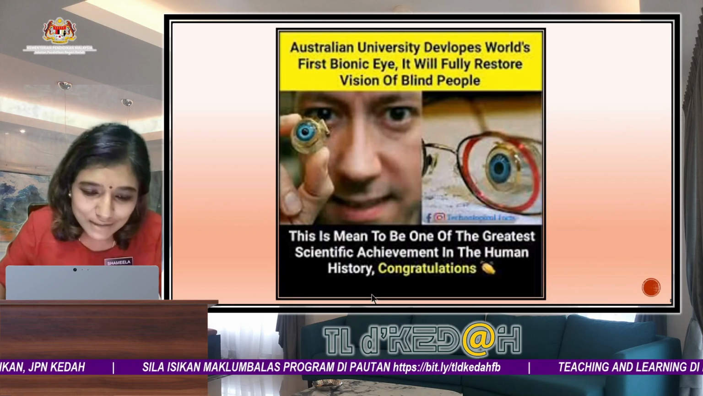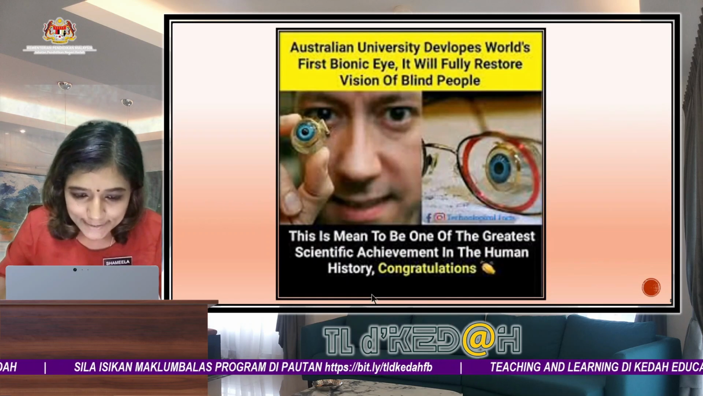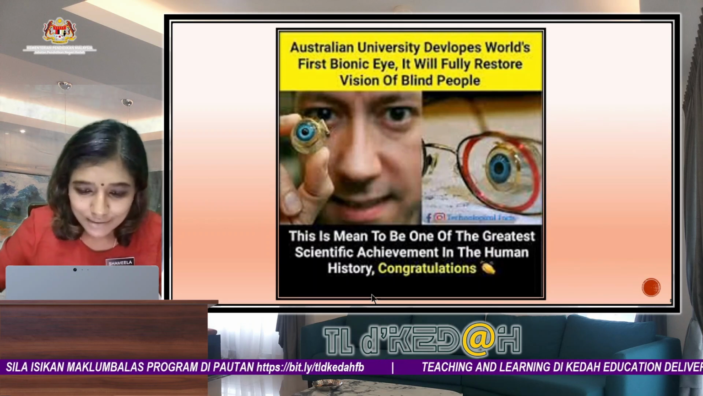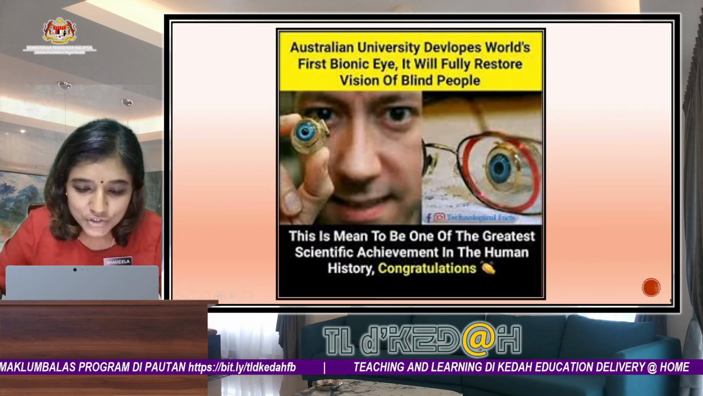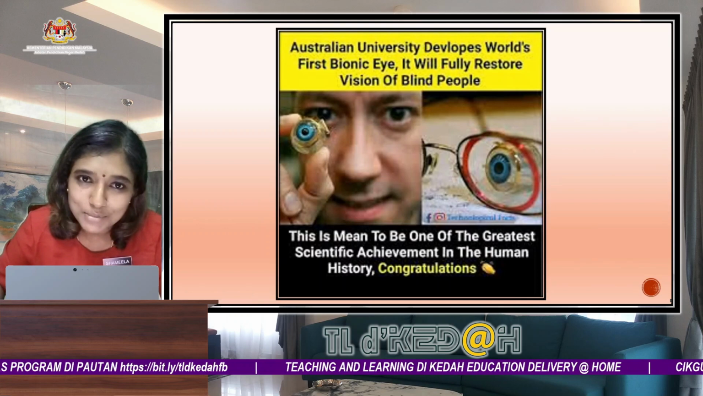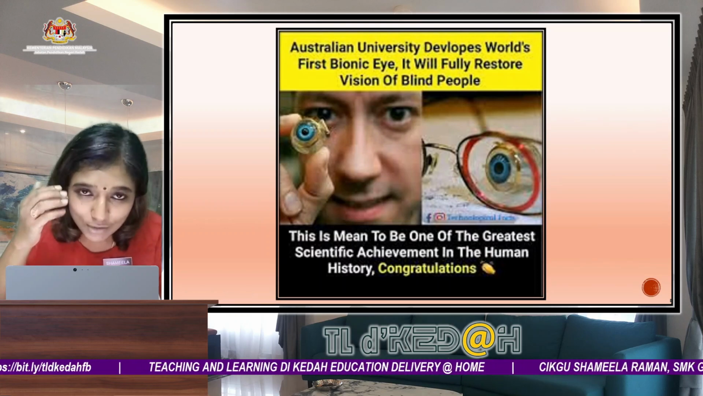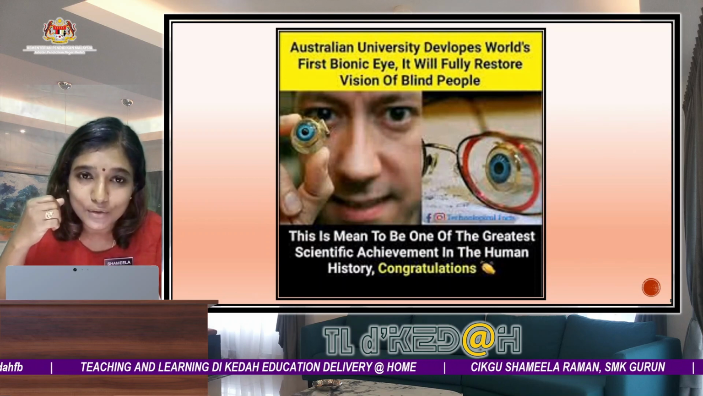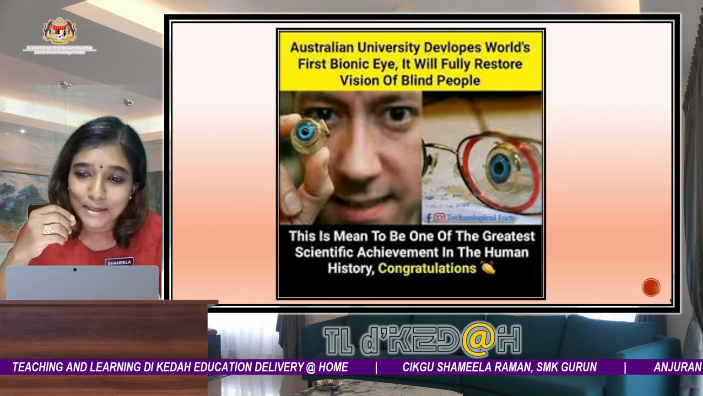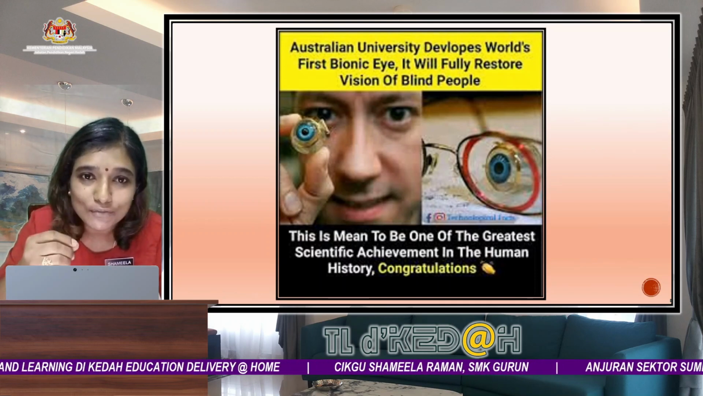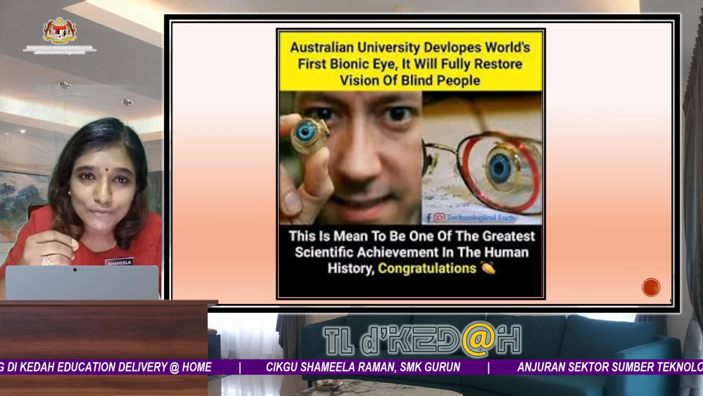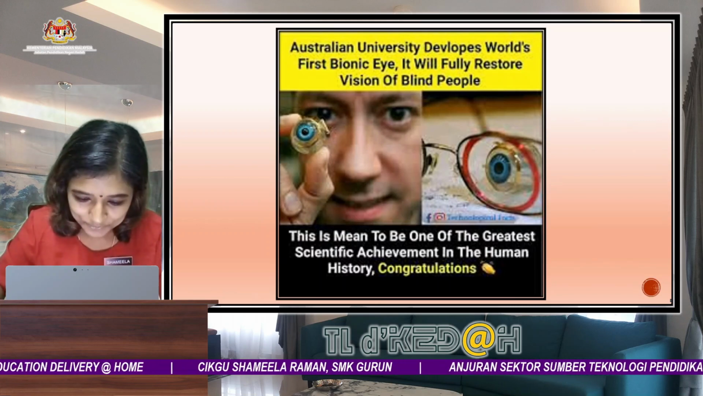Before that, just a fact: this is the first bionic eye which will fully restore vision of blind people. I'm just sharing high-tech facts, nothing much. I just want to get you ready to think about the wonderful achievements done in the high technology world.